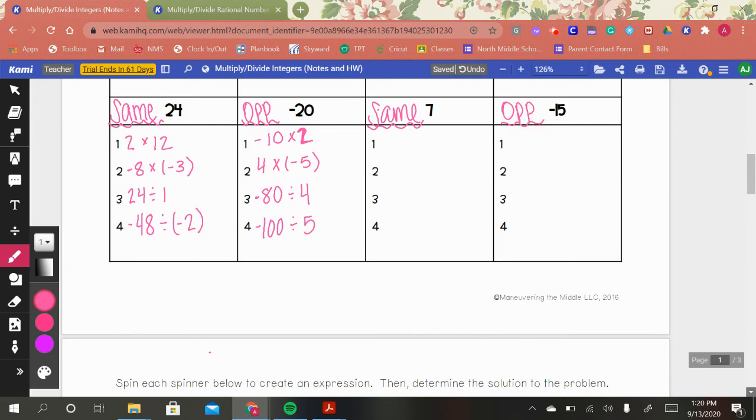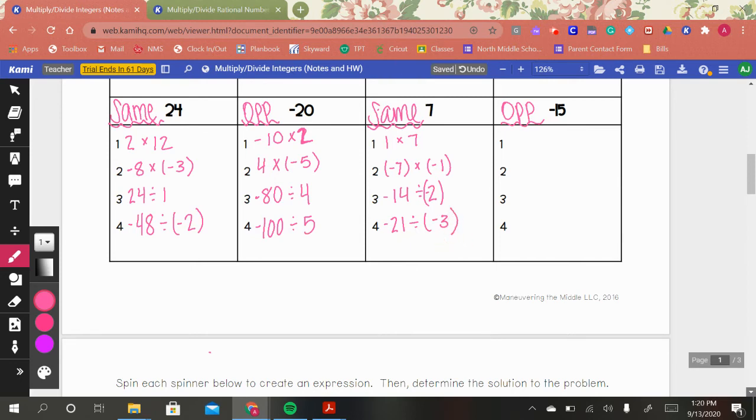Let's do 1 times 7. And 7 is a prime number, so the only way to multiply numbers to get to 7 is 1 and 7. That's its only factors. Okay. And then we could do negative 14 divided by negative 2, because they have to be same signs. And then negative 21 divided by negative 3. All right, same signs, positive answer.